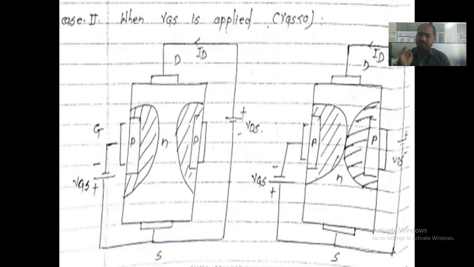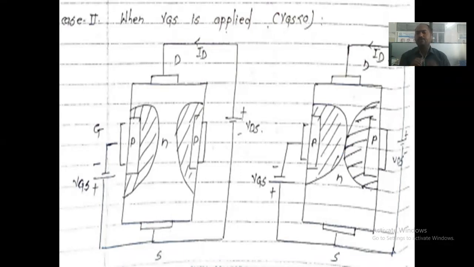No, current will not flow. Right, exactly correct. The reason behind it is that the two depletion layers are connected to each other, so there is no path for electrons to travel from here towards here. So there should not be current flow through the device, right. This happens when we apply VGS equal to negative, right.